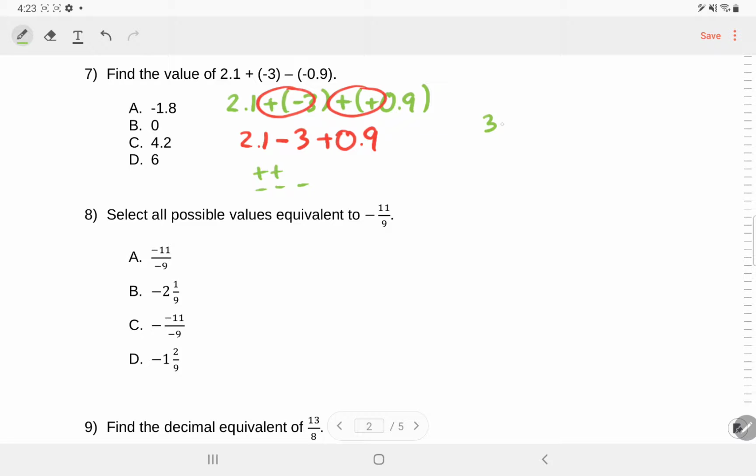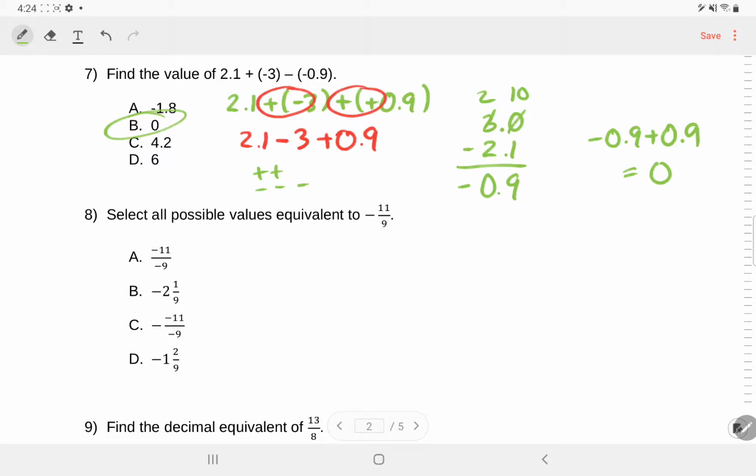So let's write this out as 3 minus 2.1. And we know our answer has to be negative. So 3.0 minus 2.1, we're going to borrow from the 3. And 10 minus 1 is 9. And 2 minus 2 is 0. So we have 0.9. 2.1 minus 3 is going to be negative 0.9, because we have more negatives than positives. So now we need to take the negative 0.9 and add 0.9. Okay? So we have negative 0.9, positive 0.9. That's going to give us 0. It's like saying negative 1 plus 1. That's 0. So our answer is B in this case.